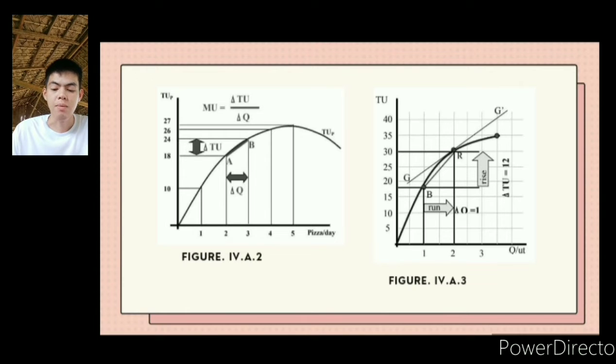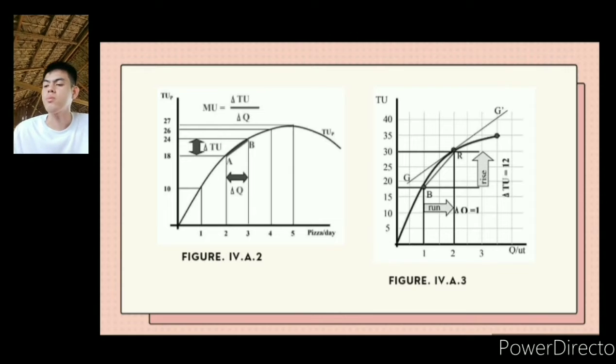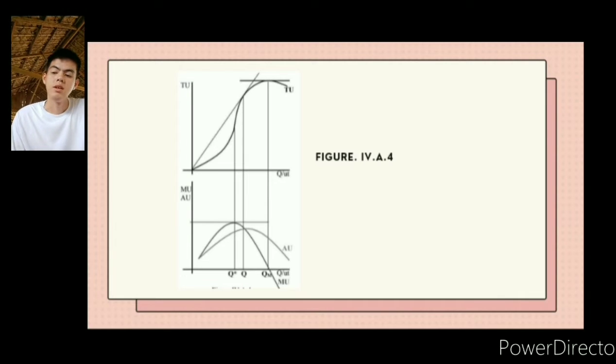Marginal utility can be calculated as a derivative. And for 2 units of the good, the marginal utility will be the slope of the line GG tangent to the total utility at the point B. Yun na nga yung makikita nyo, yung GG tangent to the total utility at the point B. Then let's proceed to another figure.